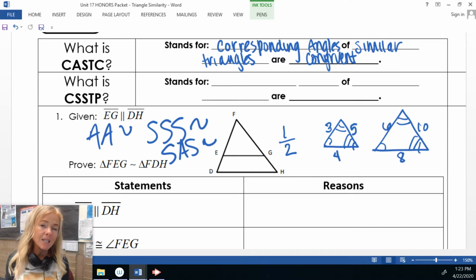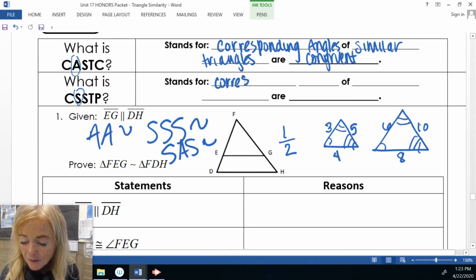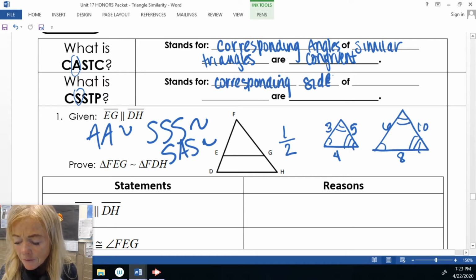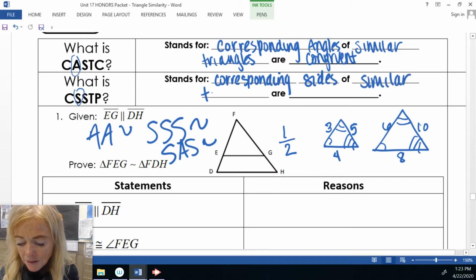Same thing with CSSTP. We have to have two because unlike in congruent triangles, we have sides that are not congruent, but they have the same proportion, or they grow at the same rate. So CSSTP is concerning the sides. Corresponding sides of similar triangles are proportional.